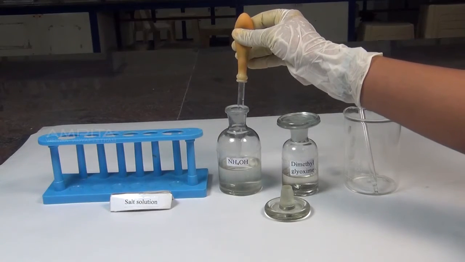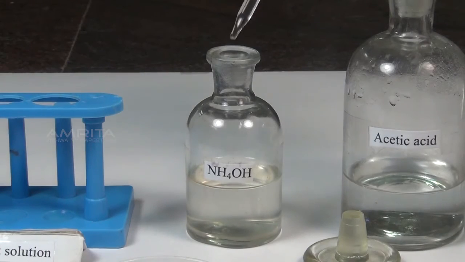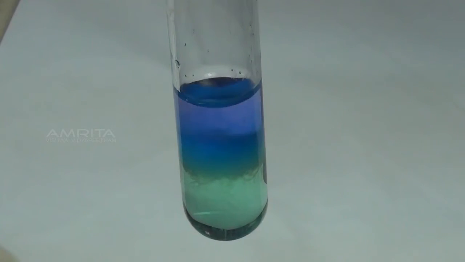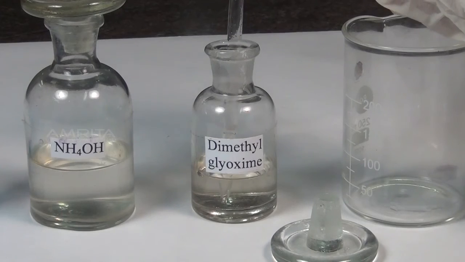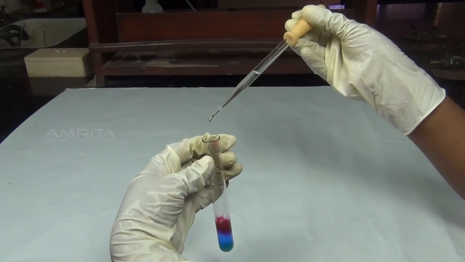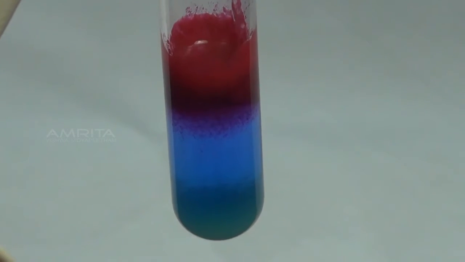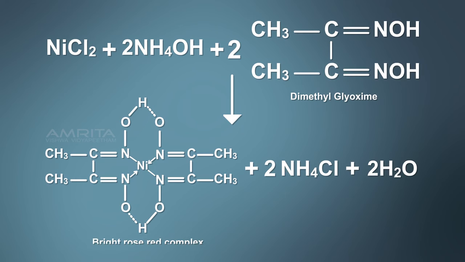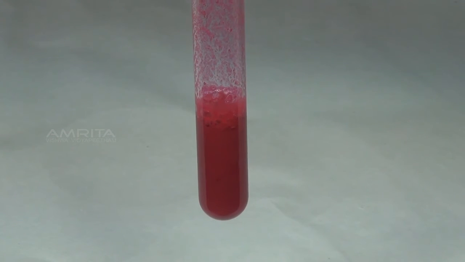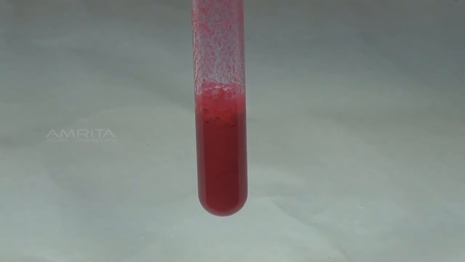To this, add a small quantity of ammonium hydroxide solution to make the solution alkaline. Using a dropper, add a few drops of dimethyl glyoxime to the test tube. Nickel ions present in the salt solution react with dimethyl glyoxime to give a bright rose red precipitate due to the formation of a complex.